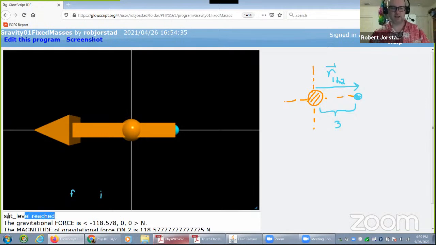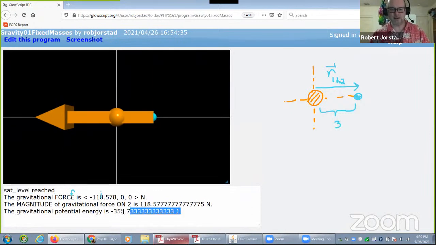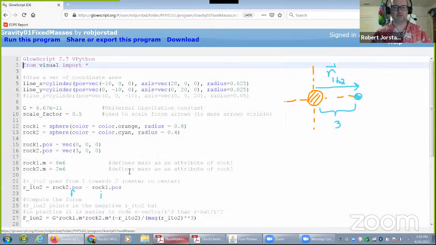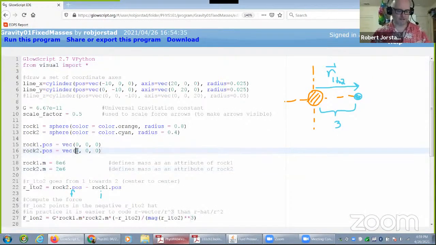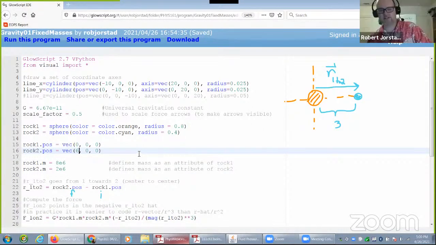Now, you see this little comment here, sat level reached? I'll explain that in the code in just a second, and here I calculated the gravitational energy as well. Let's go back in and look at this one. What should happen to the force if I double this distance out here to 6? What should happen to the size of the force? It should go down. By what factor? I double the distance.